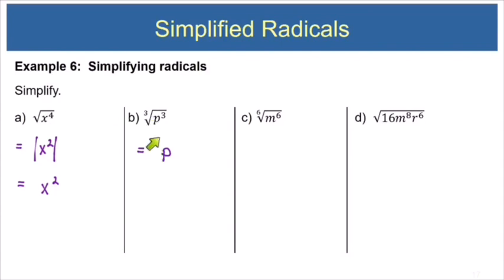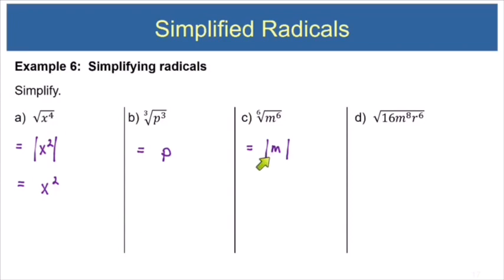And if p to the third is positive, then p will be positive. So this is fine as is, and we do not want the absolute value bars here. If you look at part C, we have the sixth root of m to the sixth. So again, this is an even root, and we will need the bars. And now we say, what is a number that you can raise to the sixth power and get m to the sixth? And of course that number is m.